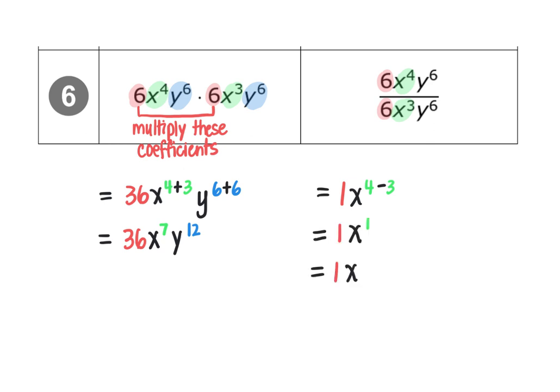And then with the y's, we'll do y to the power of 6 divided by y to the power of 6, which is the same as y to the power of 6, take away 6, or y to the power of 0. Y to the power of 0 is, of course, the same thing as 1. So we can multiply 1 times x to the power of 1, or just x, multiplied by 1, and we'll get a final simplified answer of just x.